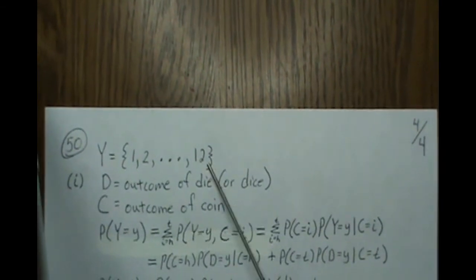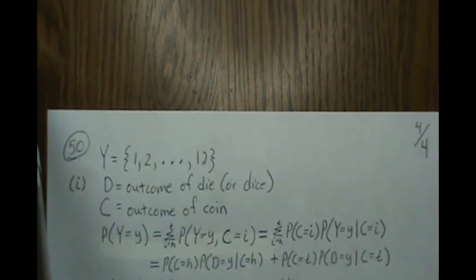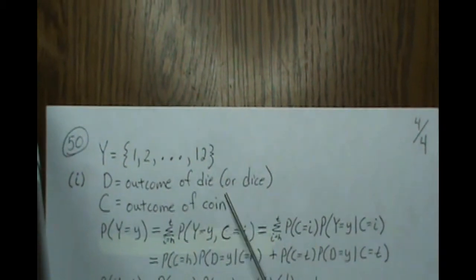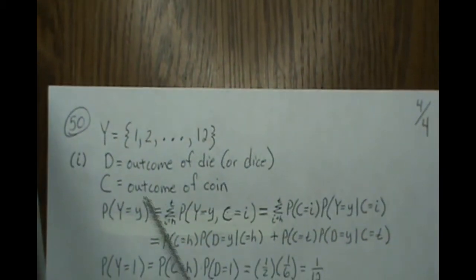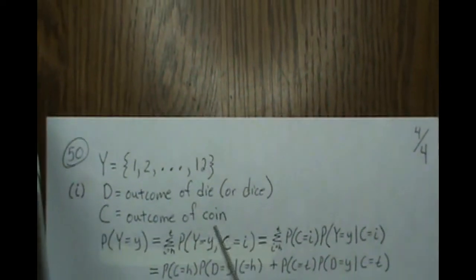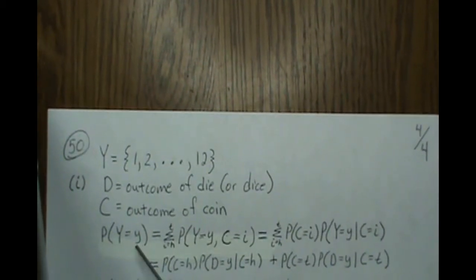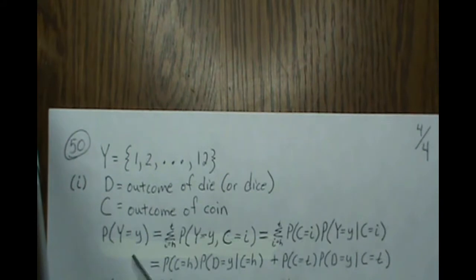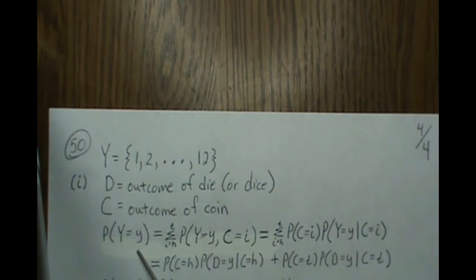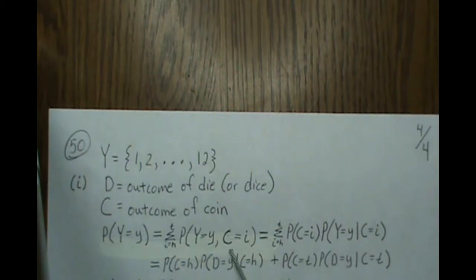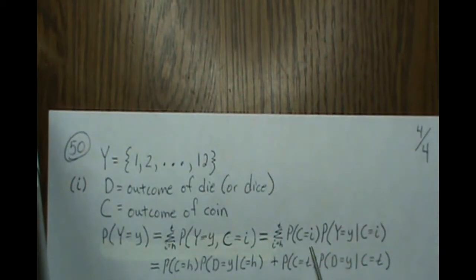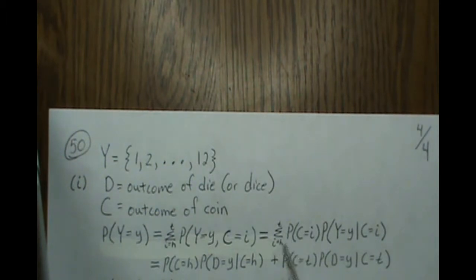So here the y is the outcome, and we get 1 through 12. D is the outcome of the die or dice if you're rolling 1 or 2. C is the outcome of the coin. And so to find the expected value of y, we have to find the probability of each of the possible values of y. This probability can be rewritten as this probability, where you're summing over all possible outcomes of the coin, and then you're using probability theory to rewrite it as this. Well, then this is just the sum of two observations, whether you flip a head or a tail.